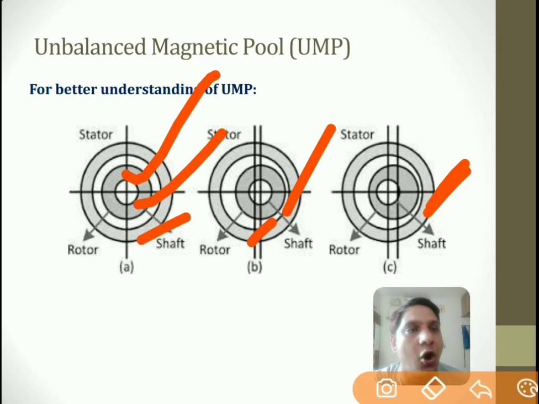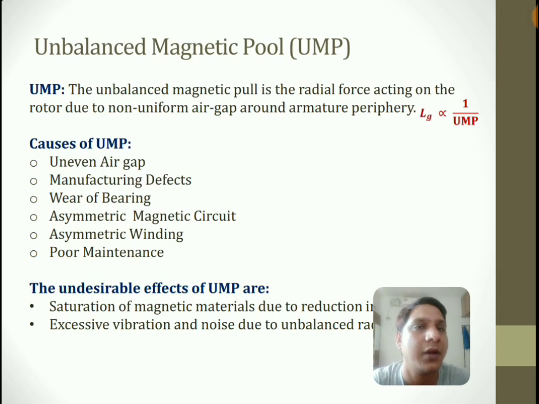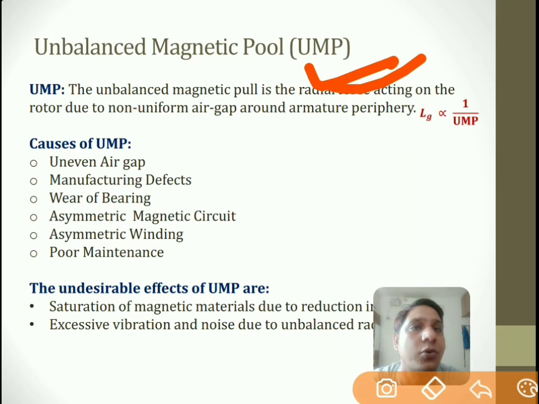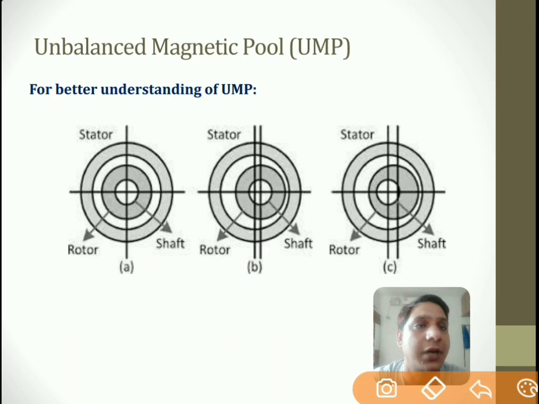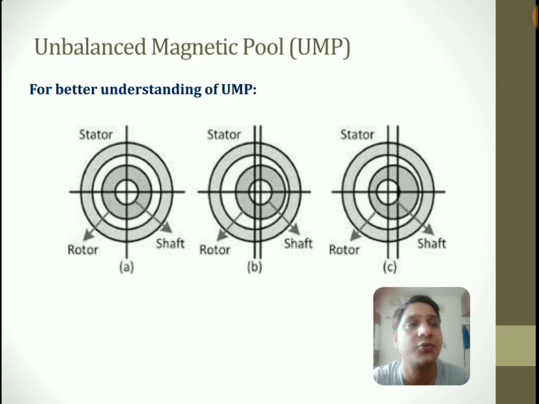So if this eccentricity occurs, then we could say the radial forces acting on the rotor are uneven, and these radial forces are going to create the losses. So unbalanced magnetic pull, as given in the definition, is nothing but the radial forces acting on the rotor due to non-uniform air gap around the armature periphery. So I hope you understood it with the help of the diagrams shown here, 1, 2, 3. This concept is very, very important for all of you from the examination point of view. So I request you to please prepare this.